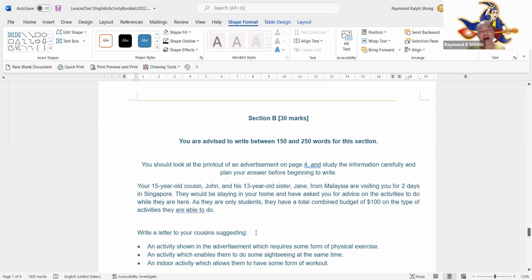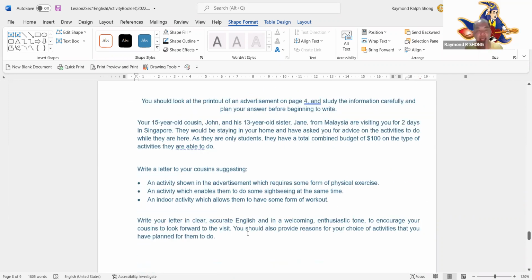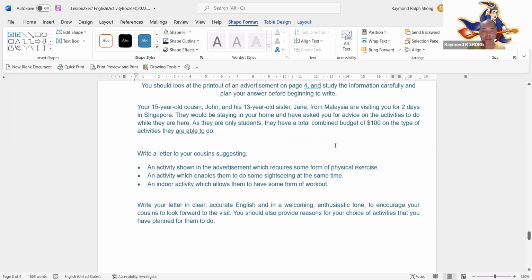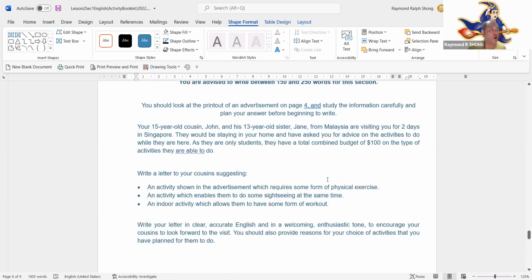Now we are going to talk about situation writing. You should look at the printout here. So they are talking about this. Okay, as a quick one, so Yibao can, no, Yibao read already. Esther, I want to hear from you again. Your 15 years old cousin, let's go.